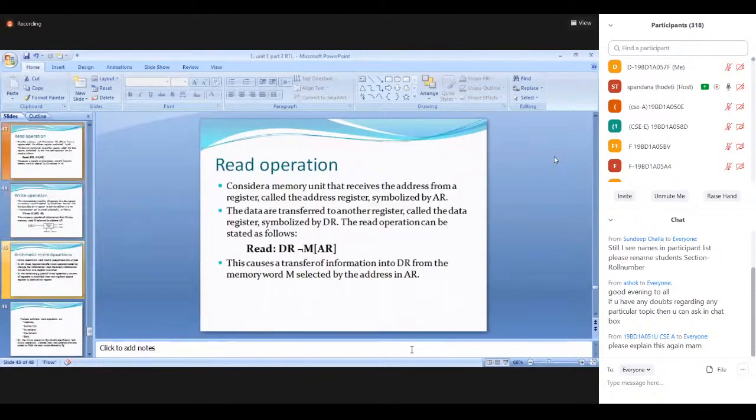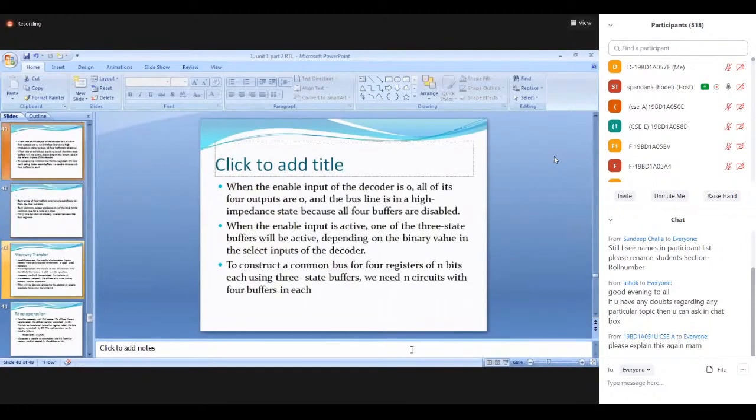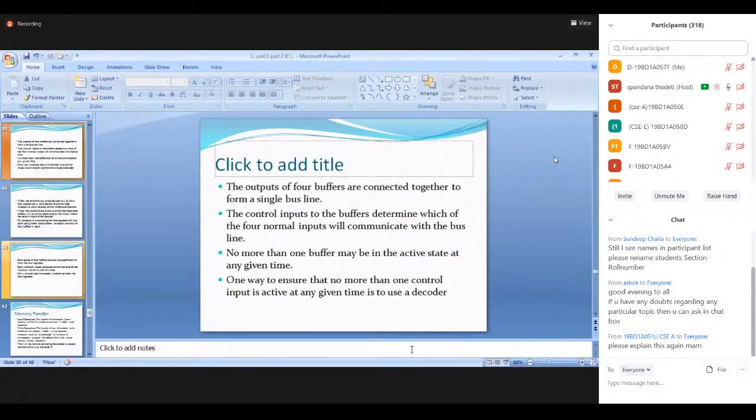Then I'll give a brief on the decoder. Decoder means the number of input lines are n. From n input lines you can select 2 power n output lines. If it is a multiplexer, from 2 power n input lines you will select 1 output line. But in case of decoder, the number of input lines are n, then the number of output lines are 2 power n.